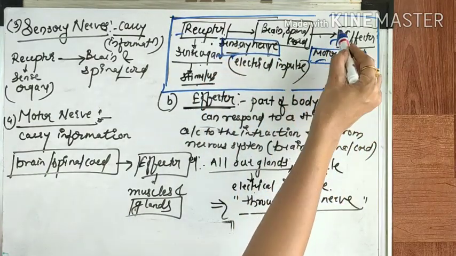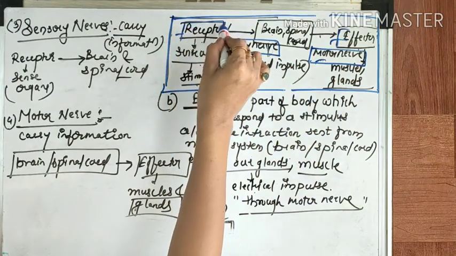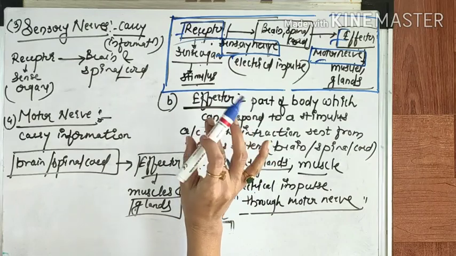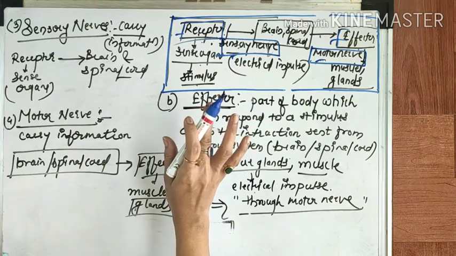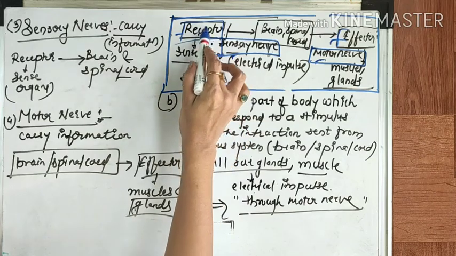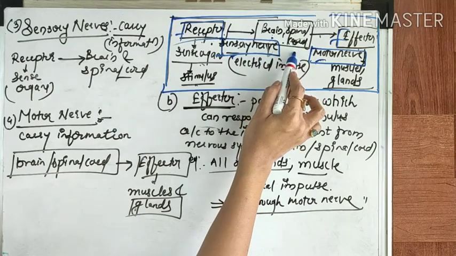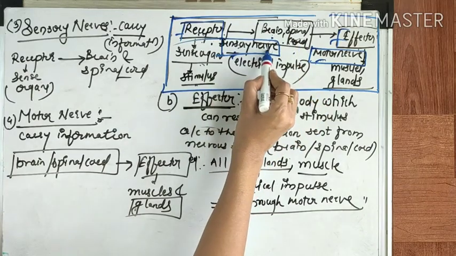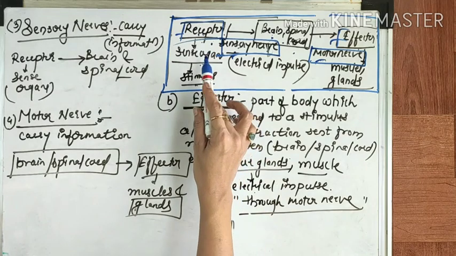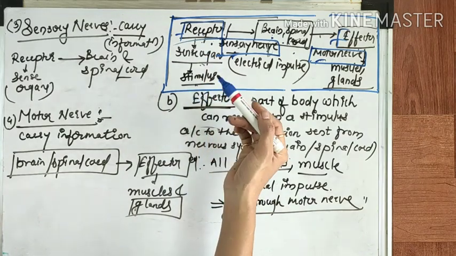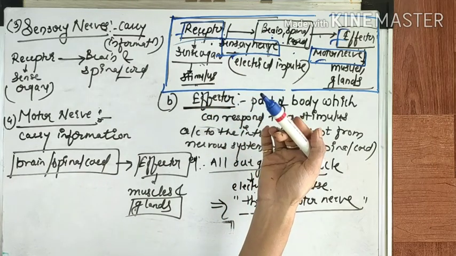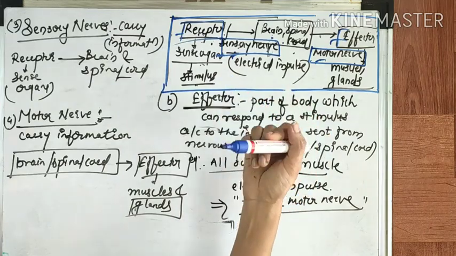Again I will summarize this one. What is a receptor? Receptors are present on the sense organs, which receive the stimulus and pass the message to the brain and spinal cord through the sensory nerves. The receptors are the photoreceptor, phonoreceptor, gustatory receptor, and thermoreceptor. These are types of receptors.